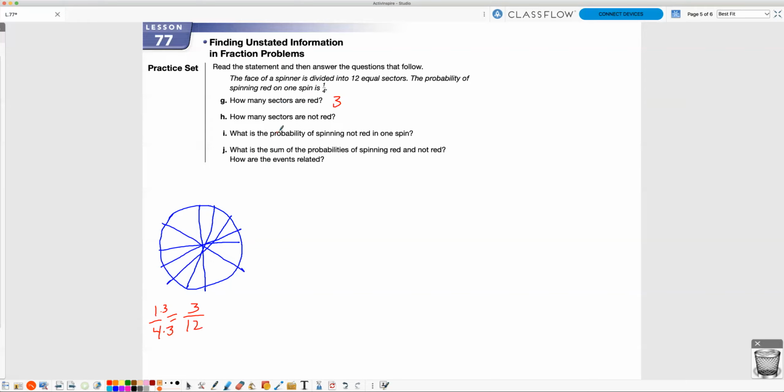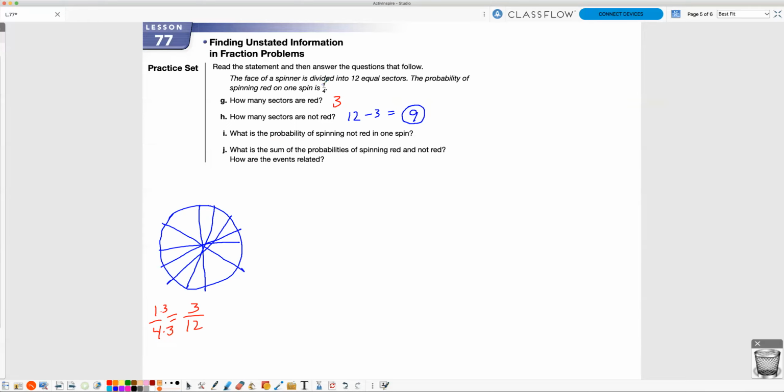Letter H, how many sectors are not red? So if 3 of the sectors are red, and I know that there are 12 equal parts to this spinner, all I need to do is take 12 minus 3 to find the number that are not red, which would be 9. So for letter H, it would be 9. And then letter I, what is the probability of spinning not red in one spin?